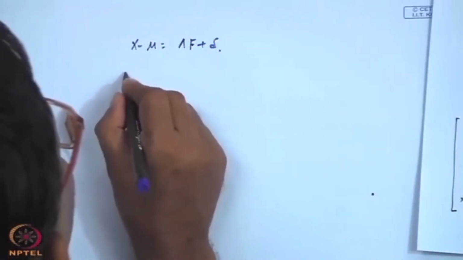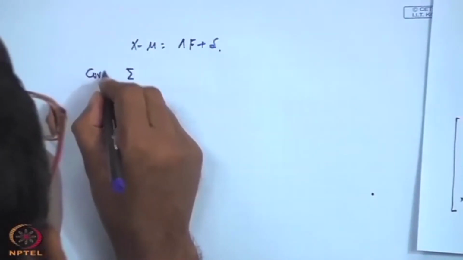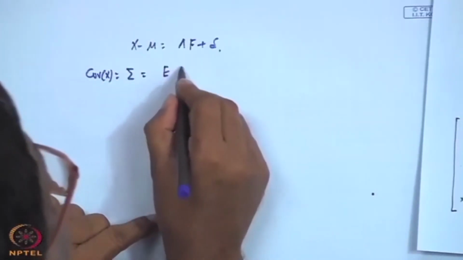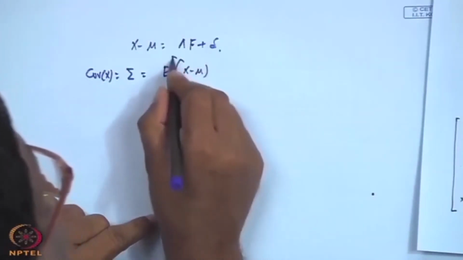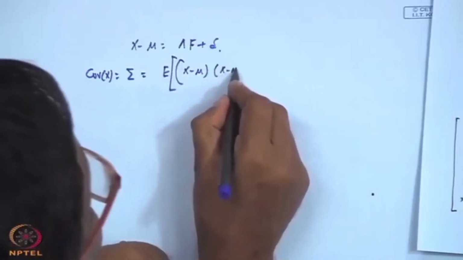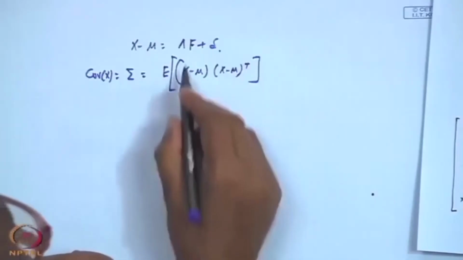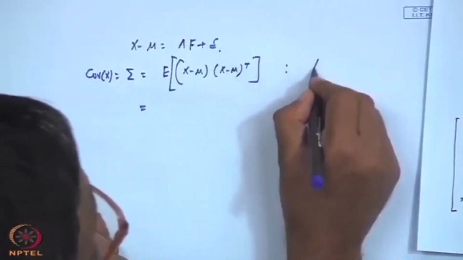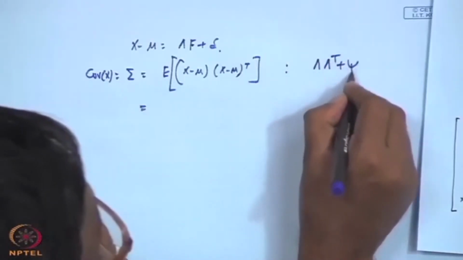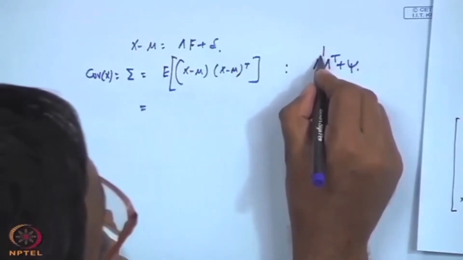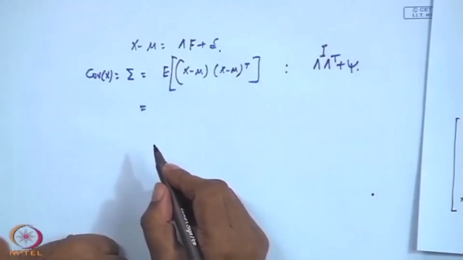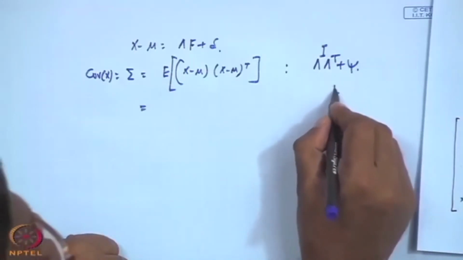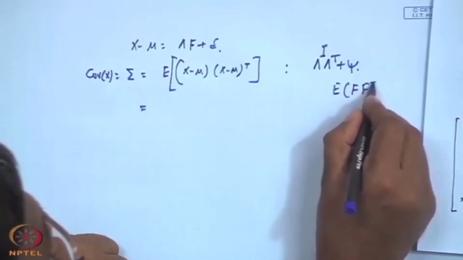We found out finally that sigma, the covariance of x, is ultimately the expected value of x minus mu times x minus mu transpose. And then ultimately what have we found out? For the orthogonal case, we found lambda lambda transpose plus psi, because in between there was an I. When we created it, there is an I. So that I is nothing but the expected value of F F transpose.